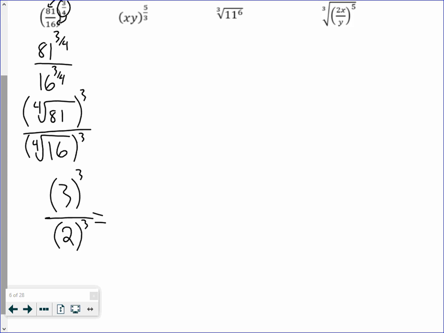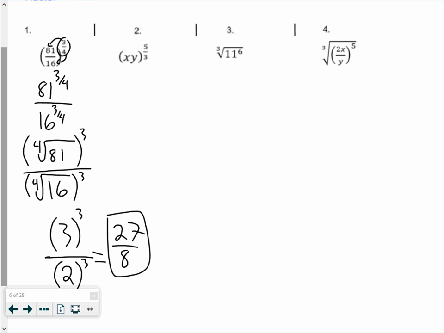We just need to work this out. 3 to the 3rd power is 27. And 2 to the 3rd is 8. And that's going to be our simplified version of number 1.